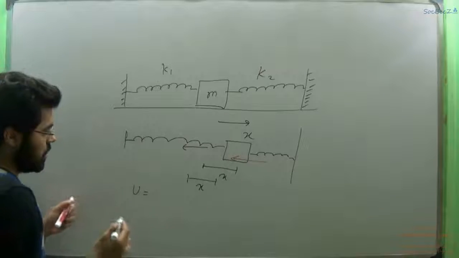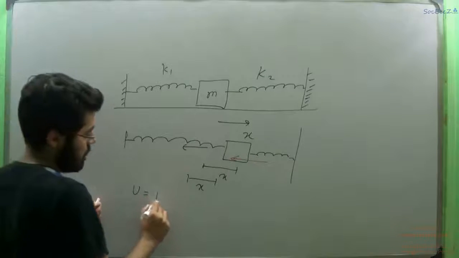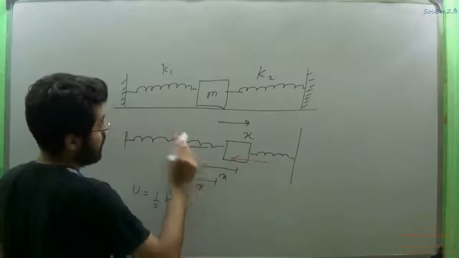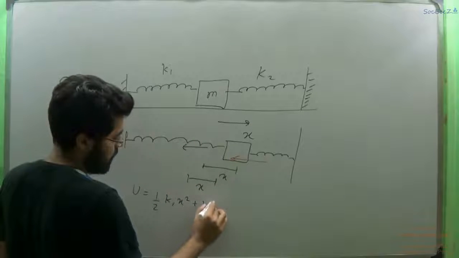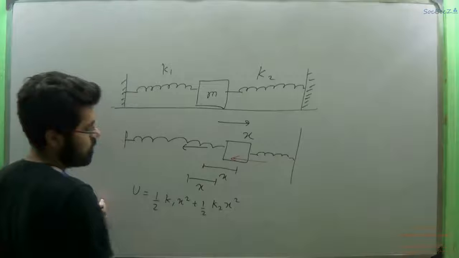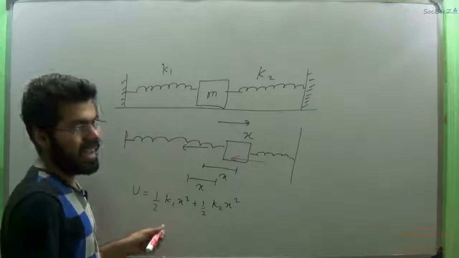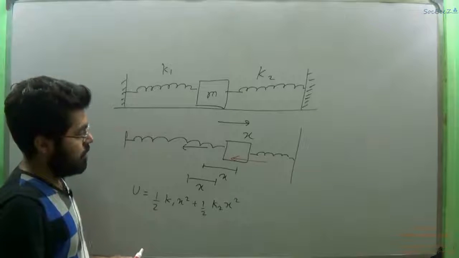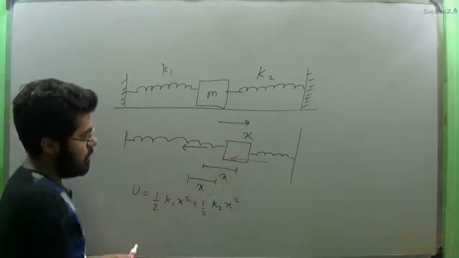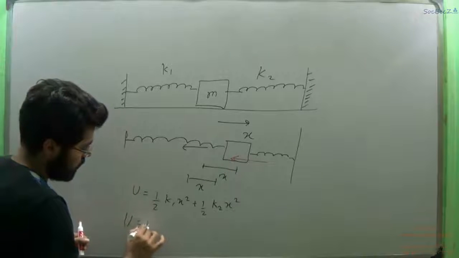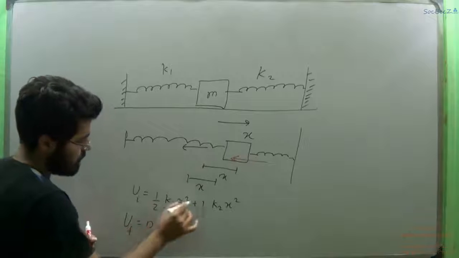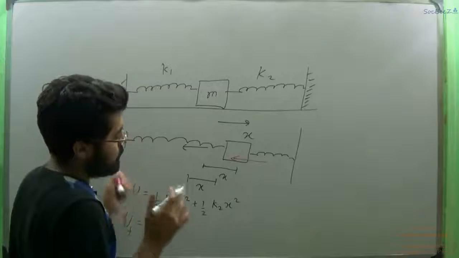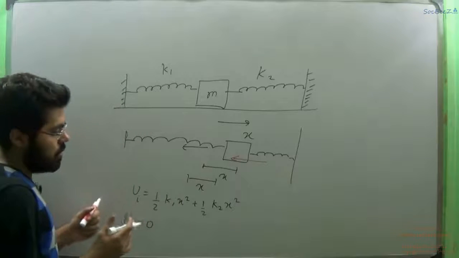There was no kinetic energy. The potential energy was half K1 X square in this spring, plus half K2 X square. We can just add those two potential energy terms. Now, when it comes back to its mean position, at that time potential energy will be 0, because this X will go 0. It means that the entire potential energy is converted to kinetic energy.